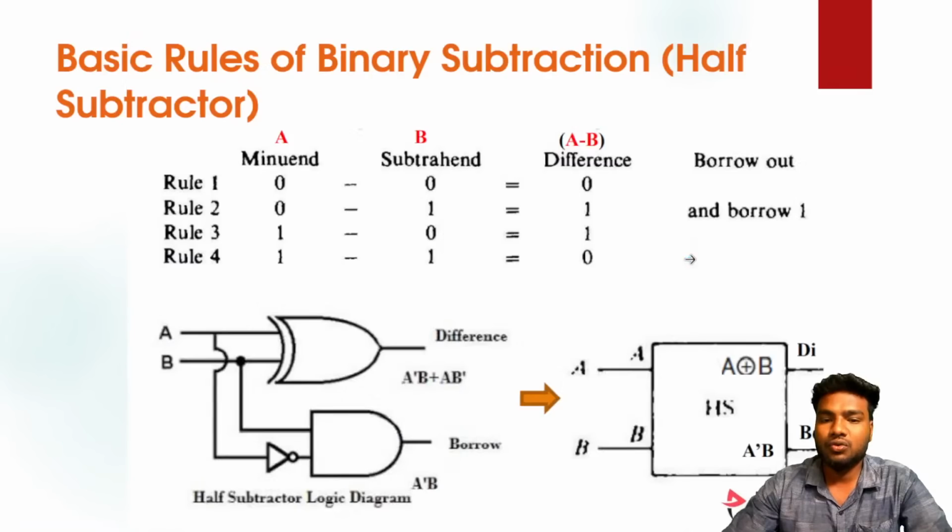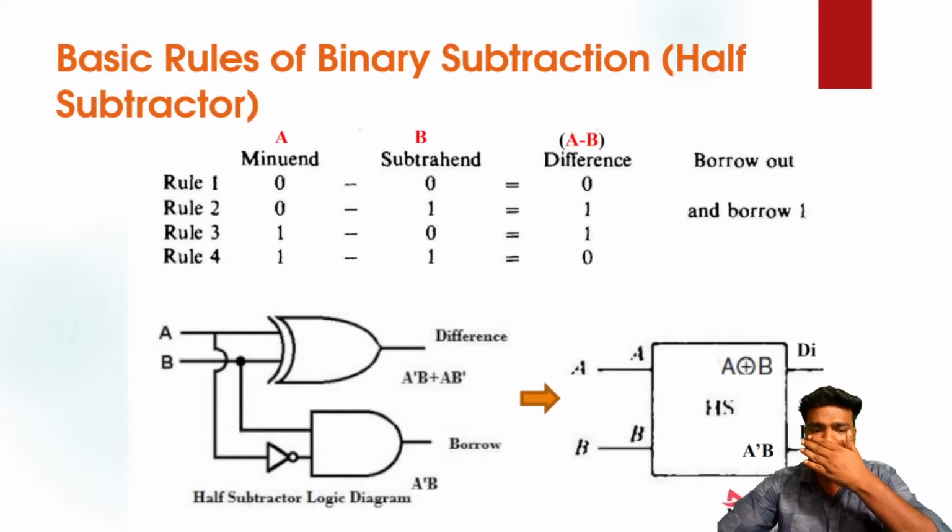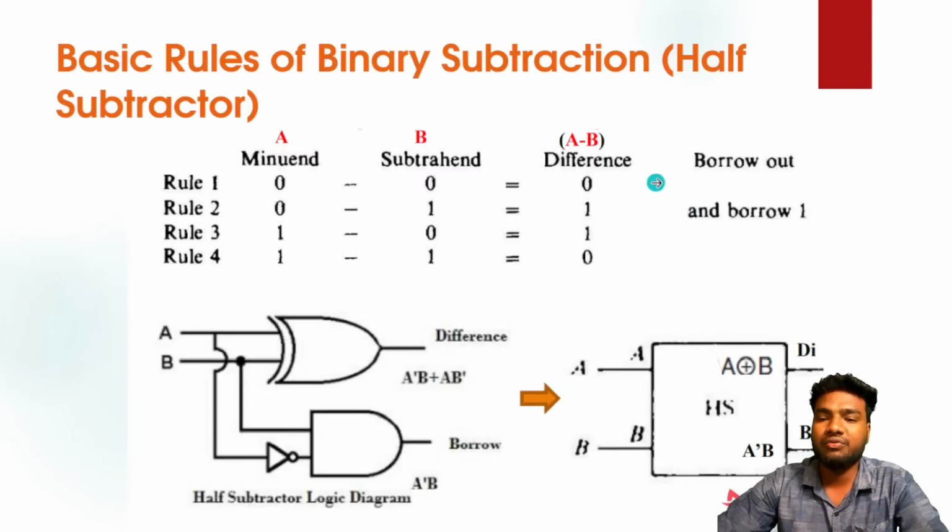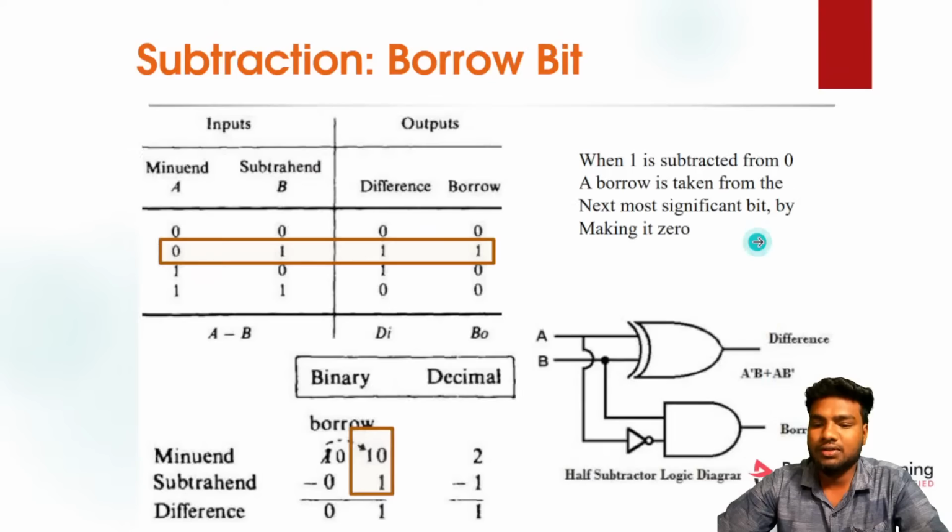Then we'll move to the basic rules of binary subtraction using a half subtractor. The main difference is, when 1 is subtracted from 0, a borrow is taken from the next most significant bit, making it 0.